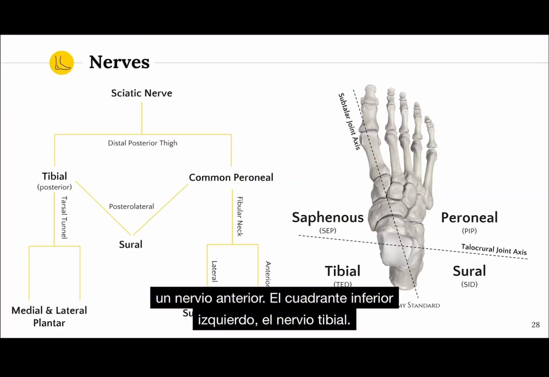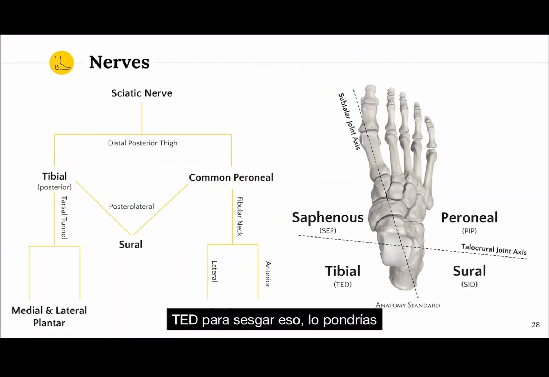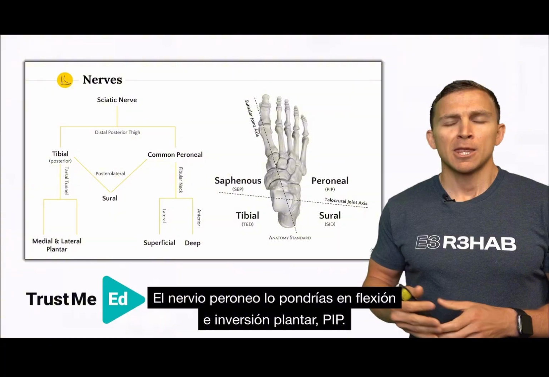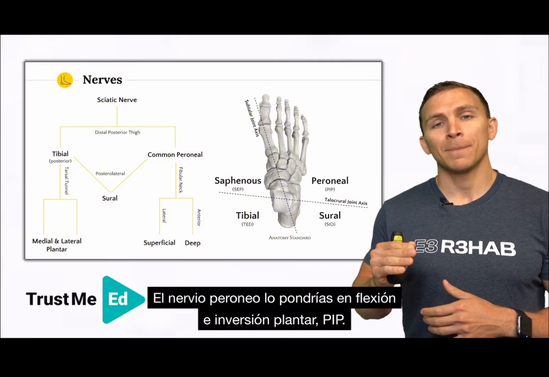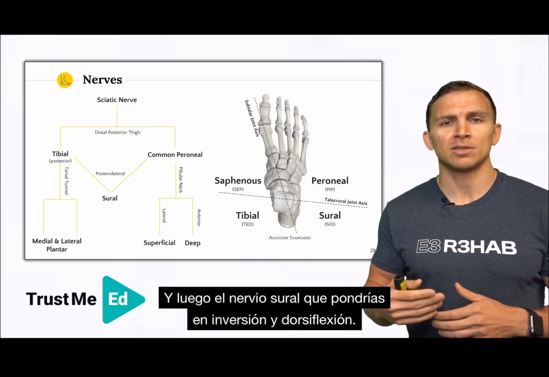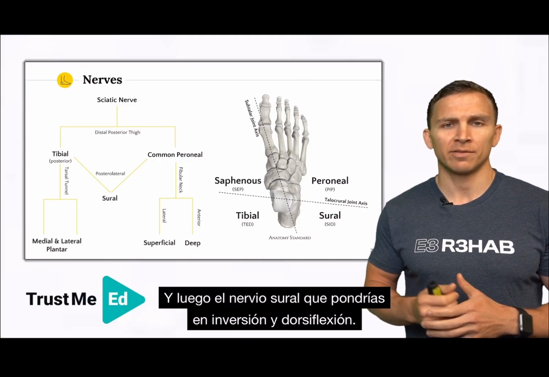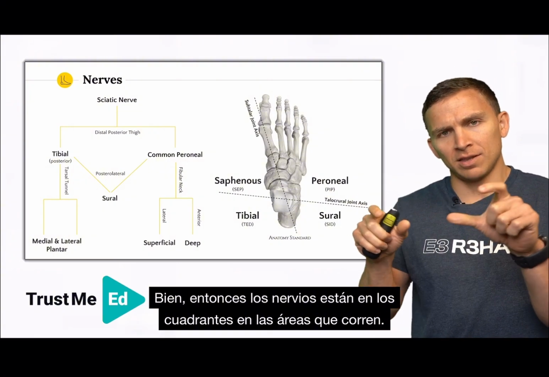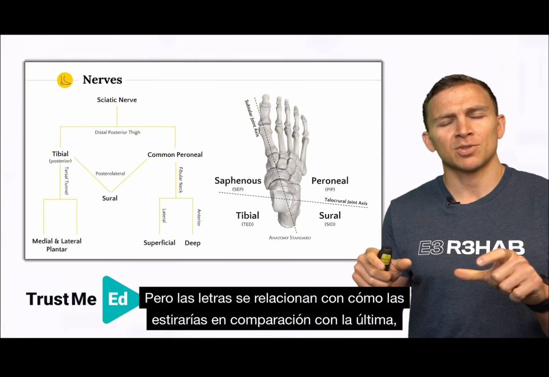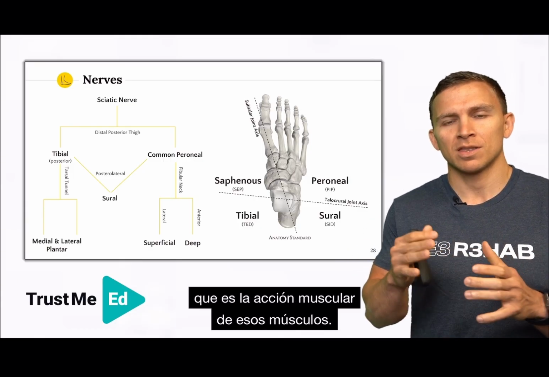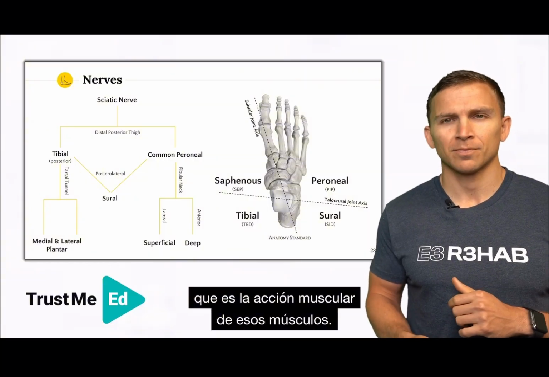The bottom left quadrant, the tibial nerve, TED, to bias that, you would put the ankle and foot into eversion and dorsiflexion. The peroneal nerve, you would put into plantar flexion and inversion, PIP. And then the sural nerve, you would put into inversion and dorsiflexion. Okay, so the nerves are in the quadrants, in the areas that they run, but the letters relate to how you would stretch them as opposed to the last one, which is the muscle actions of those muscles.